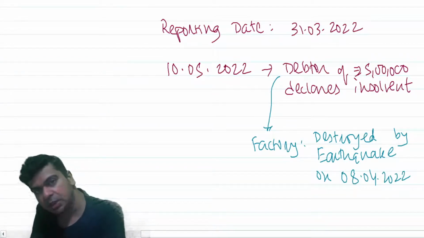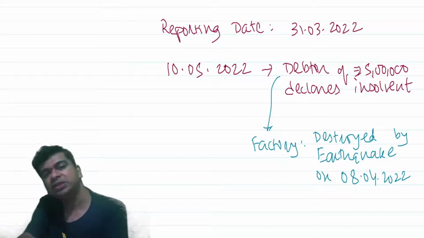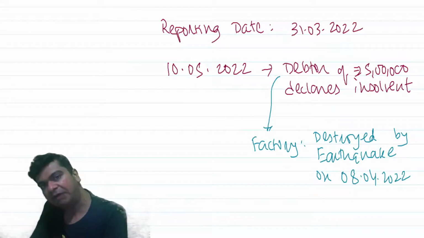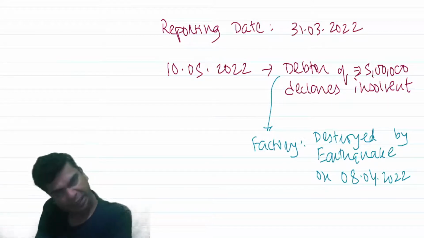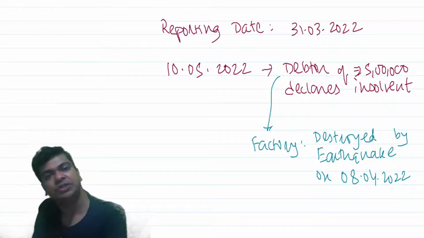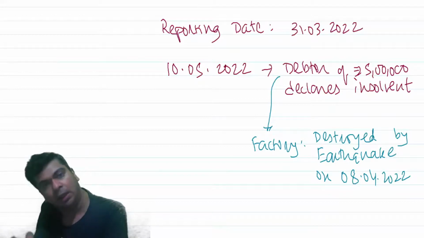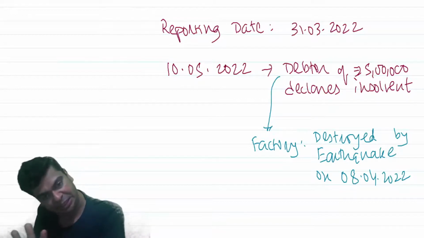In the earlier case, the earthquake occurred before the balance sheet date. This time, the earthquake is occurring after the balance sheet date. And just see, your entire conclusion will change. Just assume for a moment that the financial statements are still not approved by the board of directors. Please keep that in mind.